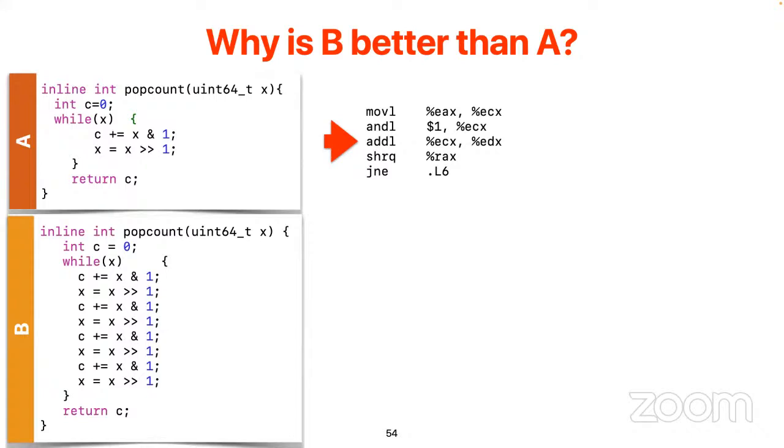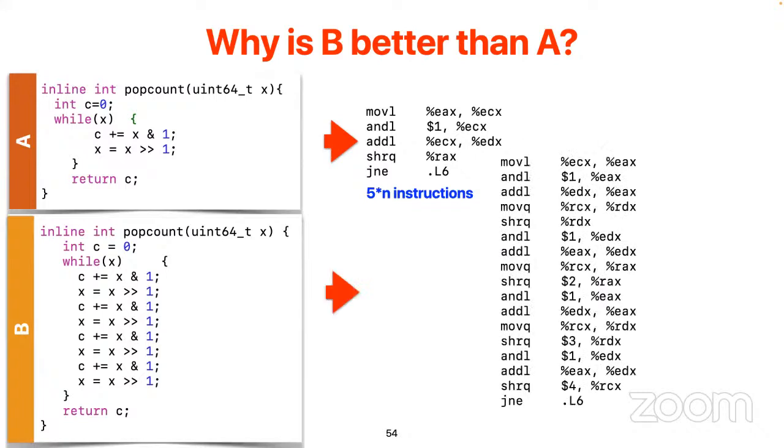And for B, if you have to iterate the loop n times, you will have like 5 times n instructions. And this is the code generated for version B. As you can see, it's an unrolled version.